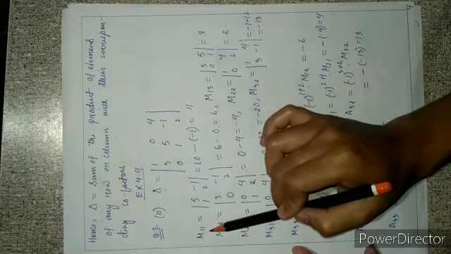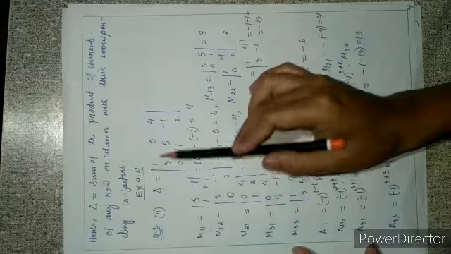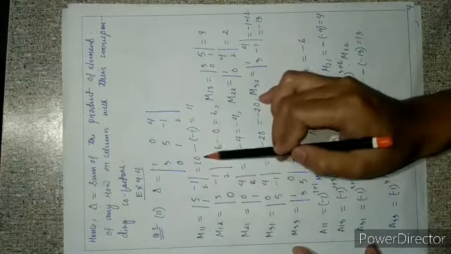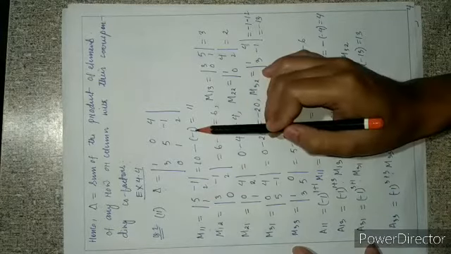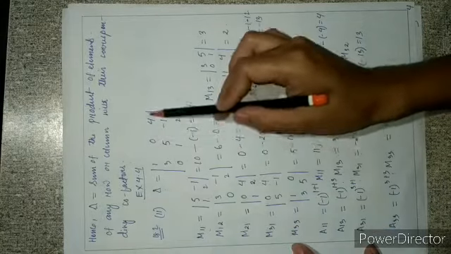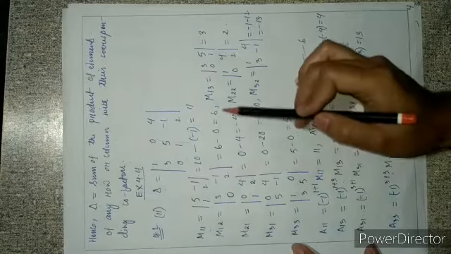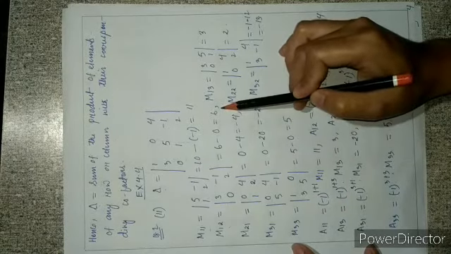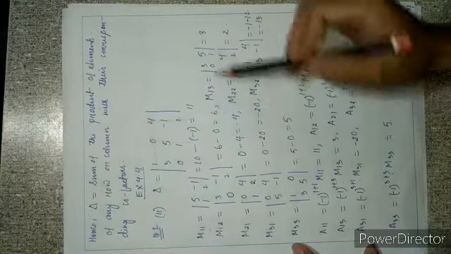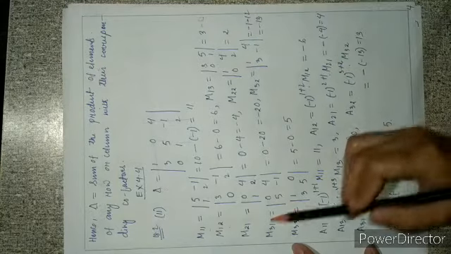First find M11. Element lies in first row and first column. Remaining in the determinant we have 5, minus 1, 1, 2. By expanding, 5 into 2 is 10, minus 1 into 1 is minus 1, so 10 plus 1 is 11. Minor M12: first row and second column deleted, elements are 3, minus 1, 0, and 2. By expanding we get M12 is equal to 6. Then find M13, first row and third column deleted: 3, 5, and 0, 1. 3 into 1 is 3, minus 5 into 0, is equal to 3.